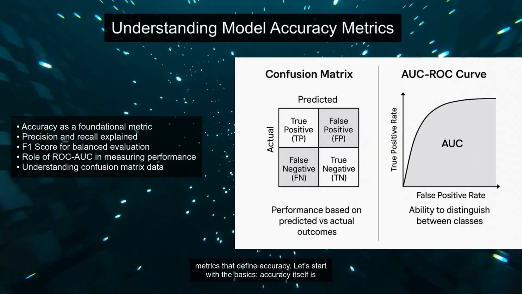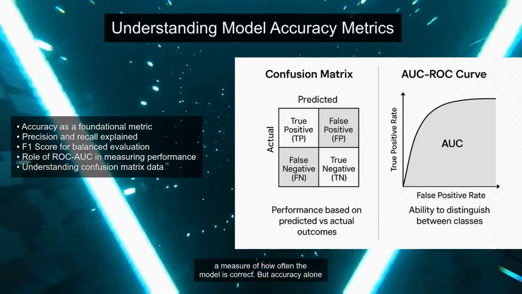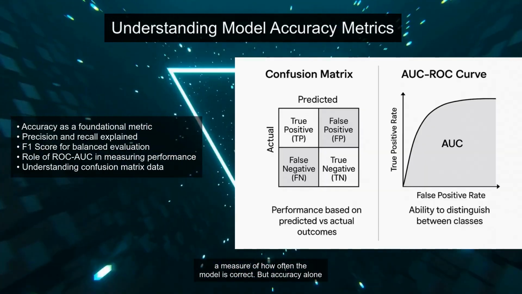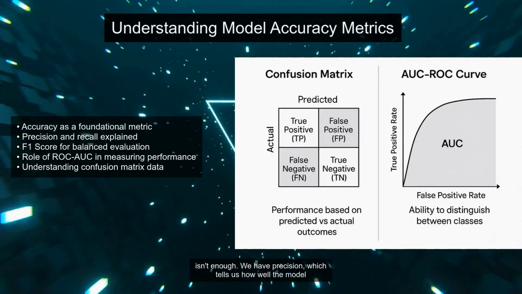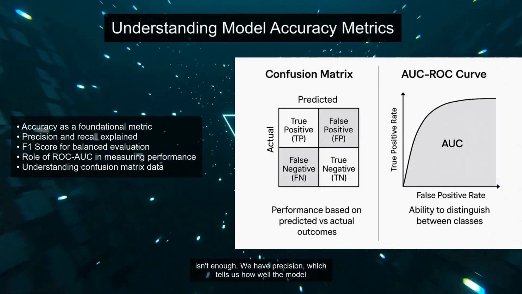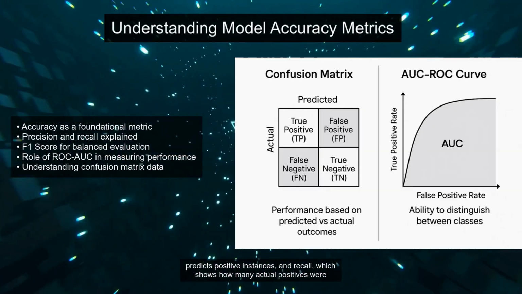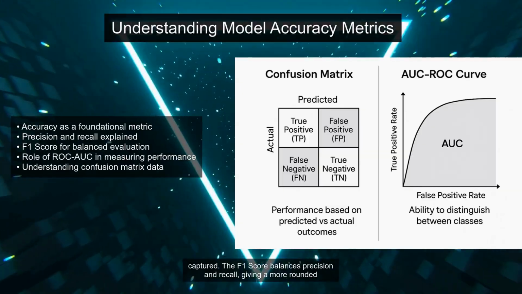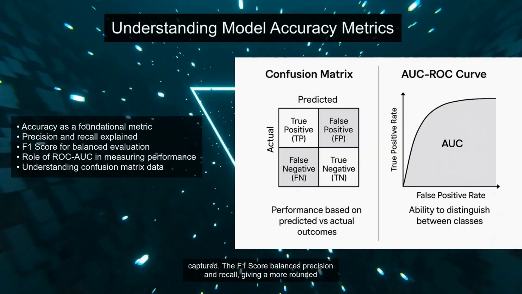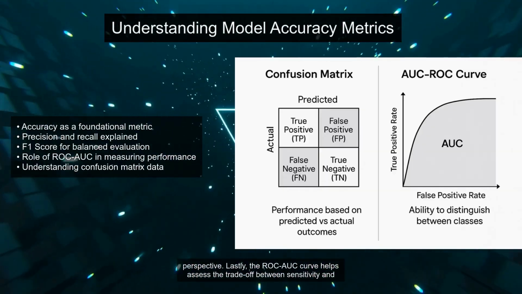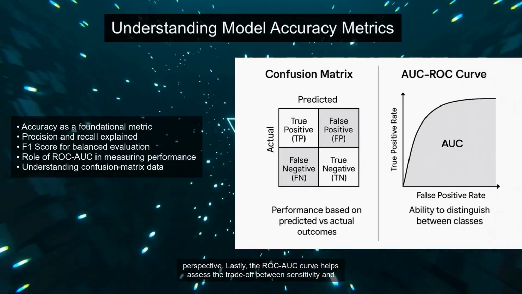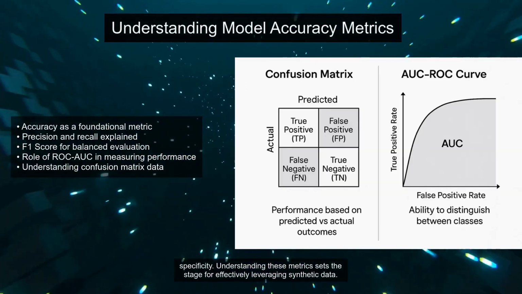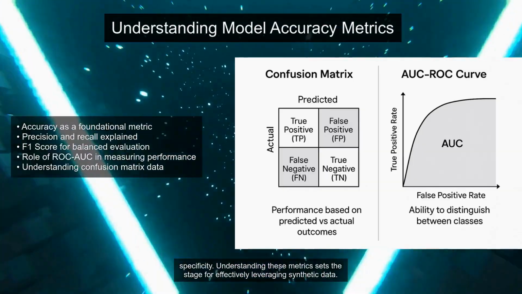Accuracy itself is a measure of how often the model is correct. But accuracy alone isn't enough. We have precision, which tells us how well the model predicts positive instances, and recall, which shows how many actual positives were captured. The F1 score balances precision and recall, giving a more rounded perspective. Lastly, the ROC-AUC curve helps assess the trade-off between sensitivity and specificity. Understanding these metrics sets the stage for effectively leveraging synthetic data.